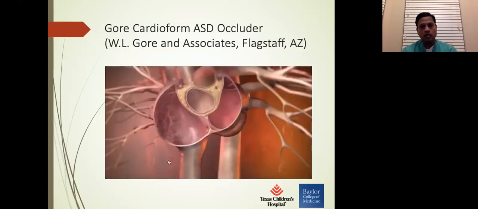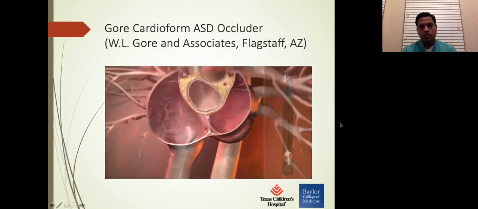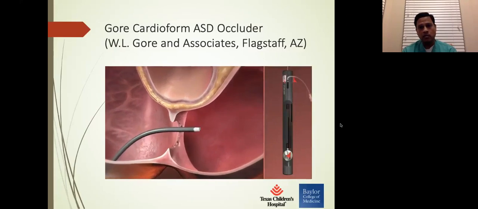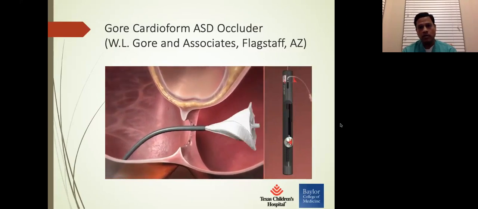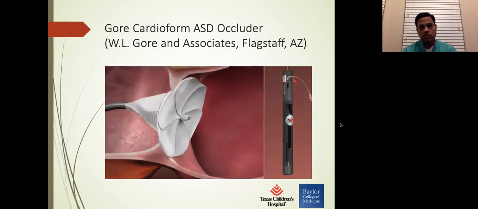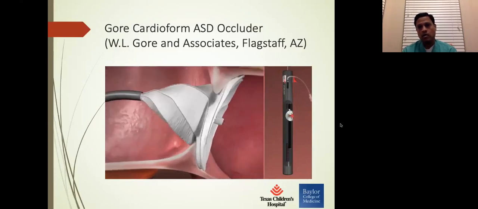It was recently approved in August after completing initial enrollment. This is how this device looks. So that's the delivery catheter, which can go with or without the wire. That's the left atrial disc which comes out. And as you can see, the central waist is much bigger.